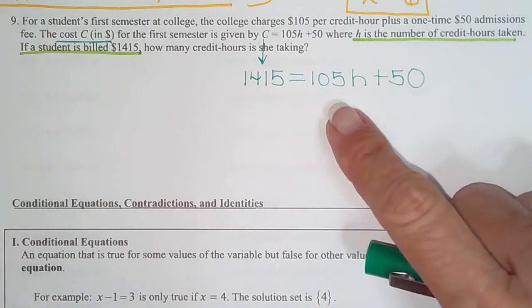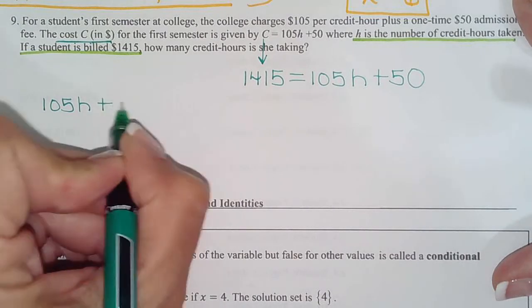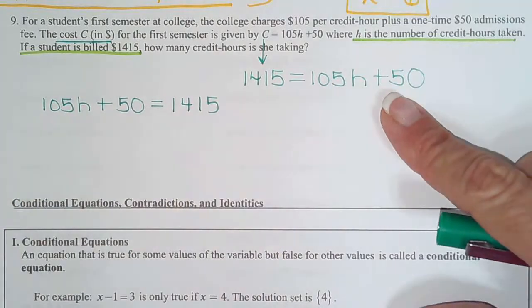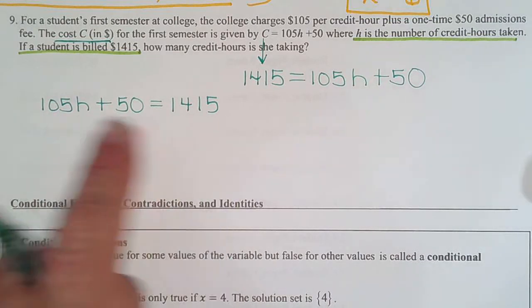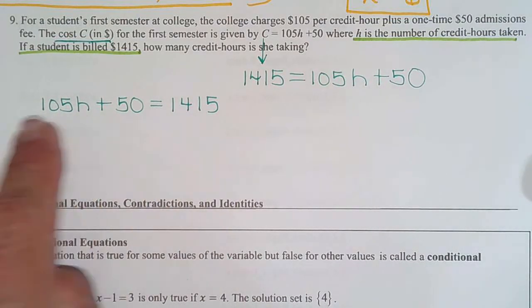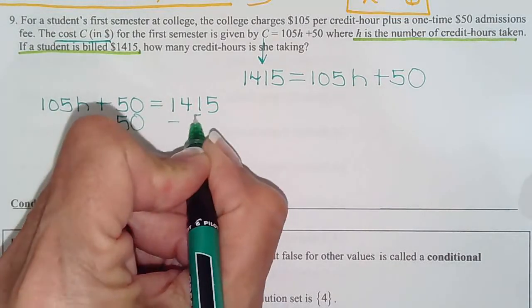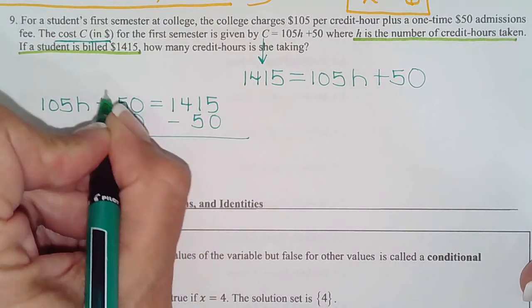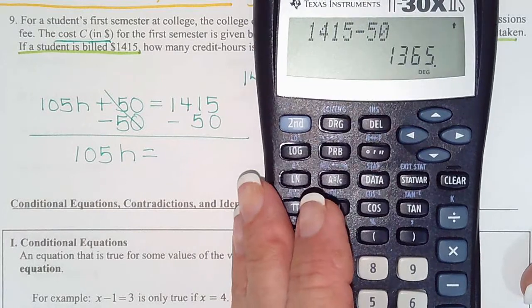So whenever I have an equation like this that has my variable on the left, I immediately just flip the equation over because I like it on the left, I don't like it on the right. So if I see it on the right like this, I just immediately flip it over to the left. And then I can just do my equation solving. So my h's are already on the left, so anything without an h, which we call a constant, remember, gets moved to the right. So 105h equals 1415 minus 50, 1365.